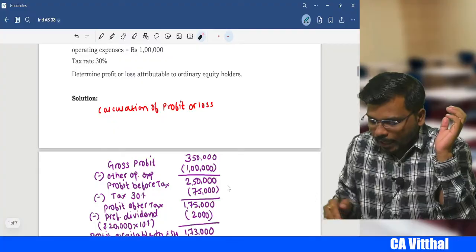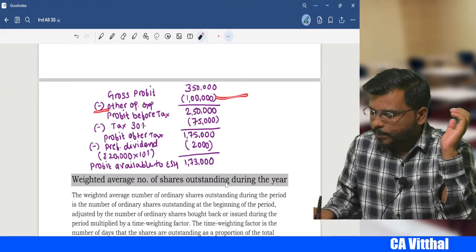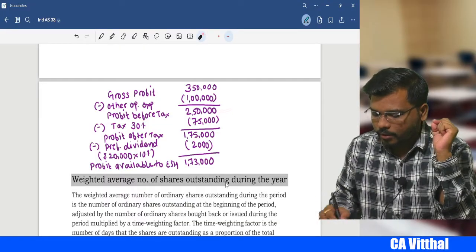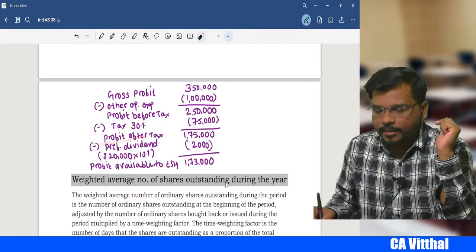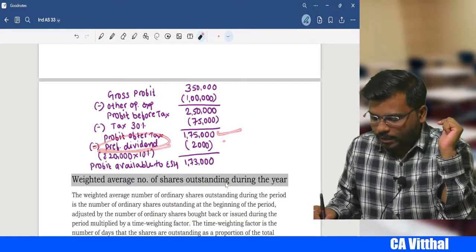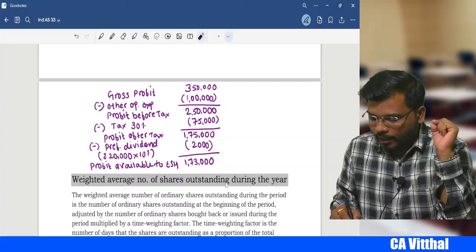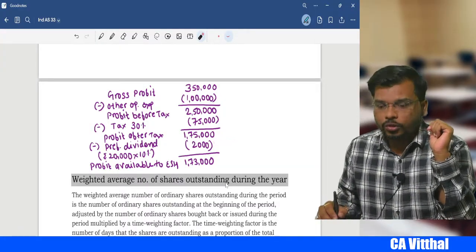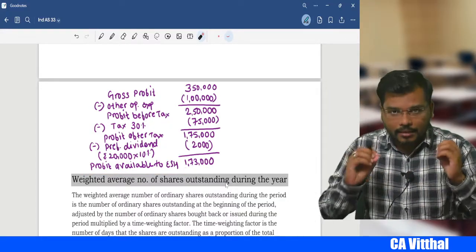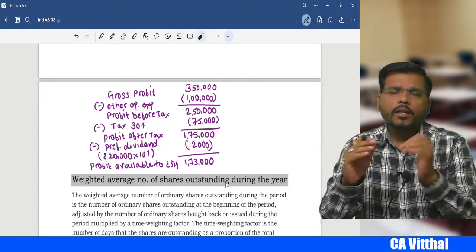So if you see the calculation of profit or loss, first gross profit, we subtract the other expenses, we get profit before tax. From the profit before tax, you apply 30% tax, we get 75,000. After subtracting the tax, we get profit after tax, and from this we subtract the preference dividend. How much preference share capital is there? 20,000, and rate is how much, my dear student? 10%. So 20,000 into 10%, which is 2,000. So profit available to equity shareholders will come to 1,73,000. Like this way we need to calculate profit or loss attributable to equity shareholders.